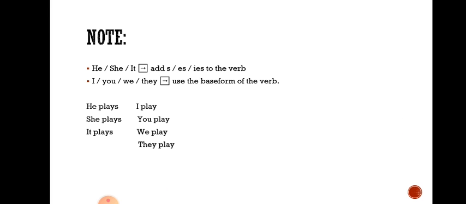Note, with he, she, it, we add s, es, or ies to the verb. With I, you, we, and they, use the base form of the verb. Example: he plays, she plays, it plays. I play, you play, we play, they play.